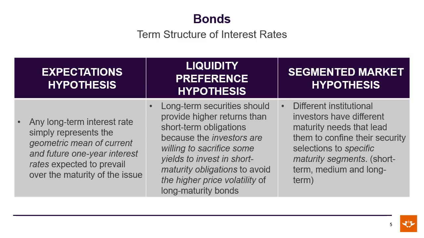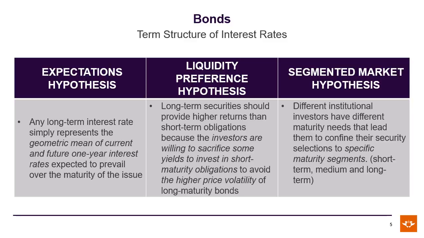Now there are different theories or hypotheses on the shape of the yield curve. The expectation hypothesis, that can be used almost to explain any shape, says that any long-term interest rate simply represents the geometric average of current and future one-year interest rates. So it's just a geometric average. So if you're looking at interest rates going up, then long-term interest rates will be higher than shorter-term interest rates because the geometric average will be increasing. If interest rates are going down, then the long-term average will be lower than short-term averages because, again, you are averaging out the previous year's interest rates.